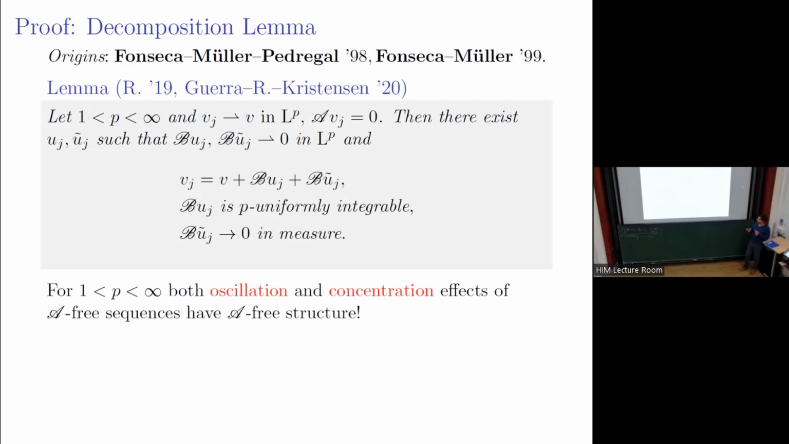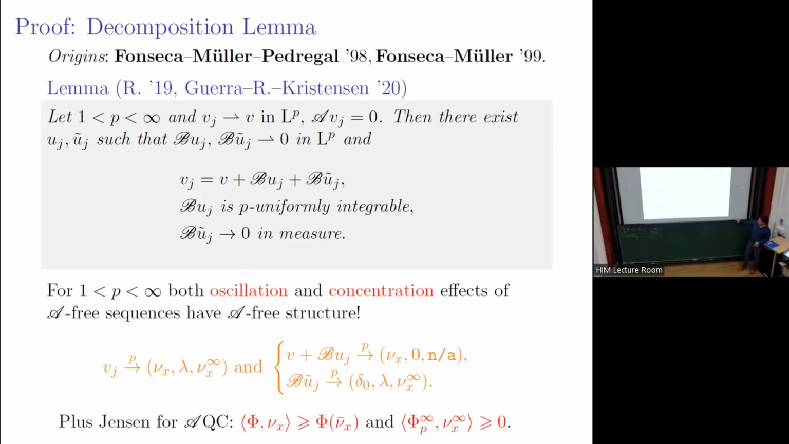So it was known essentially only for gradients before. But what we showed is that if you have A-free, not only do you get these parts to be A-free, but you actually get the oscillation and concentration effects only in terms of this potential operator. And in the language of Young measures, you can say that the oscillation alone is generated by an A-free sequence, and the concentration alone is generated by an A-free sequence. And that's very useful, particularly when we want to prove the Jensen-like inequalities that we use in the proof.